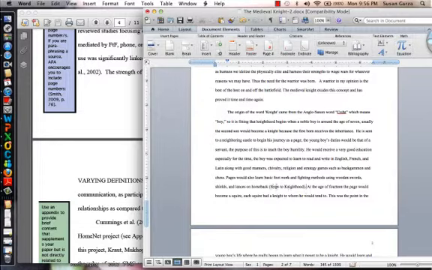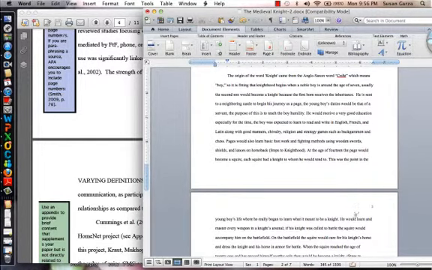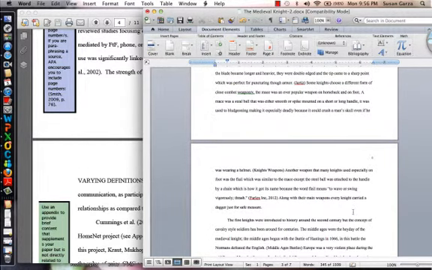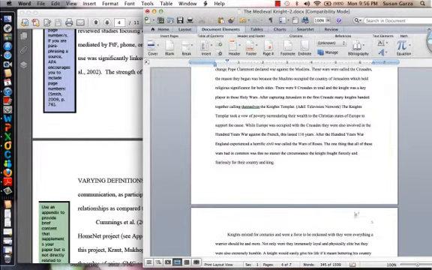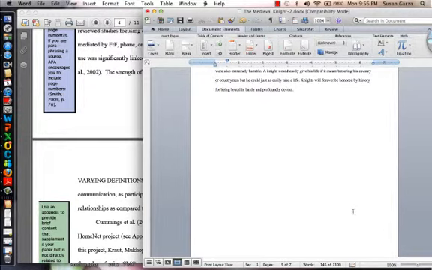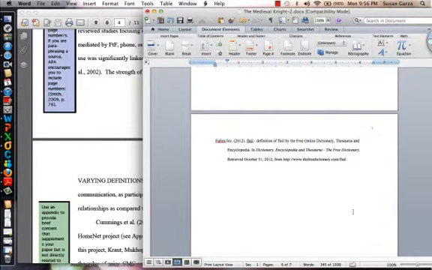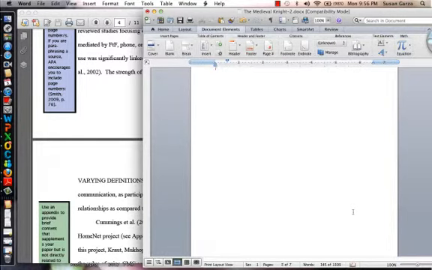Okay, now this says steps to knighthood. Now if I go down, I should see something that says steps to knighthood. And remember, when I look on the reference page, it's the first words I'm looking for. Okay, so steps to, and your reference list should be in alphabetical order.